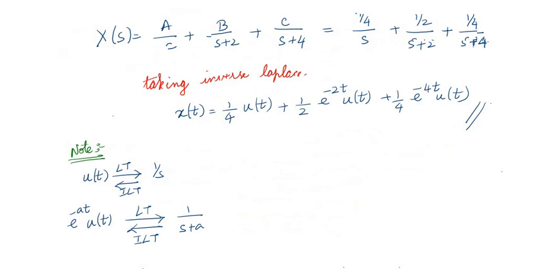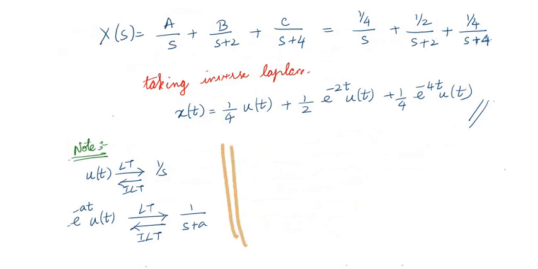Taking the inverse Laplace transform, you should know these relations, right? For u(t), the Laplace transform is 1 by s, and for 1 by s, the inverse Laplace is u(t). Similarly, for e to the power minus a t u(t), the Laplace transform is 1 by (s plus a), and for 1 by (s plus a), the inverse Laplace transform is e to the power minus a t u(t). Look at this expression: 1 by 4 multiplied with 1 by s, so the inverse Laplace is u(t). Here 1 by 2 multiplied with 1 by (s plus 2), so I can write e to the power minus 2t u(t). And 1 by (s plus 4) I can write as e to the power minus 4t u(t).